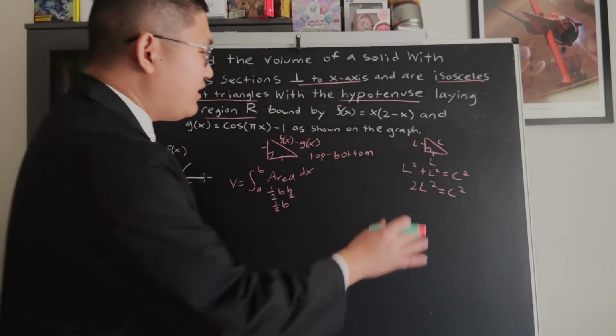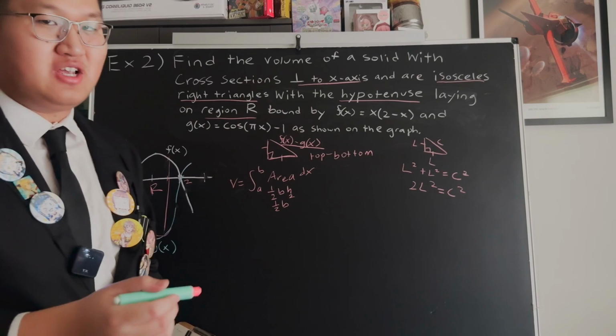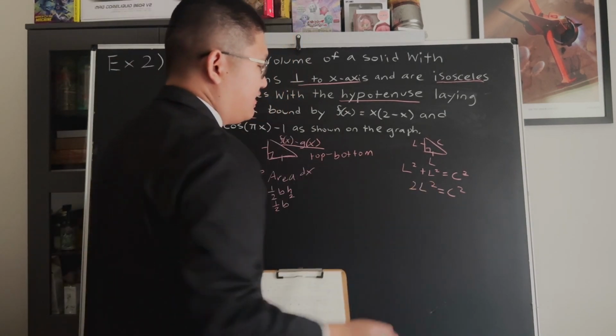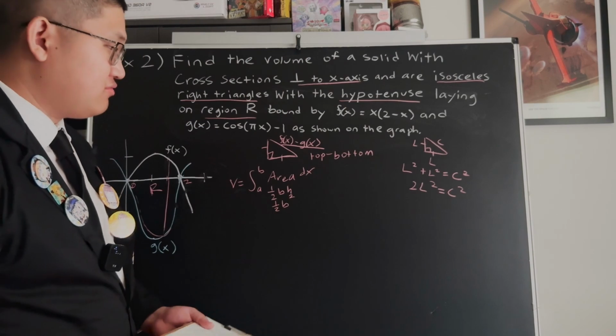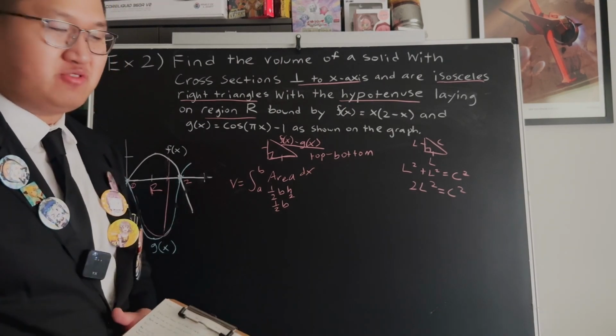But then again, we know what C is. We know what the hypotenuse is. We defined it as f minus g, so there's no problem there. But then of course, we need to isolate the leg because we need to know that in order to find the area. Then we will integrate afterwards.